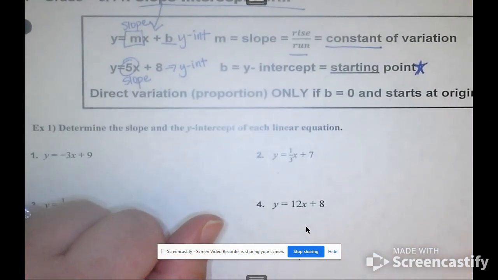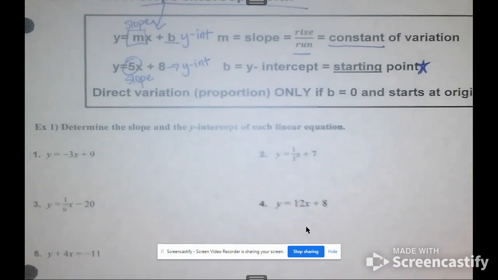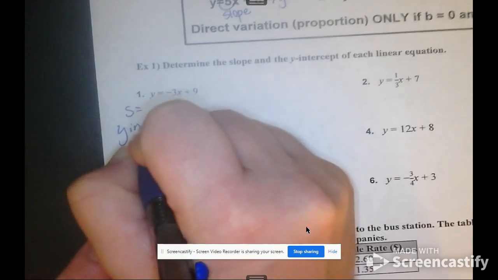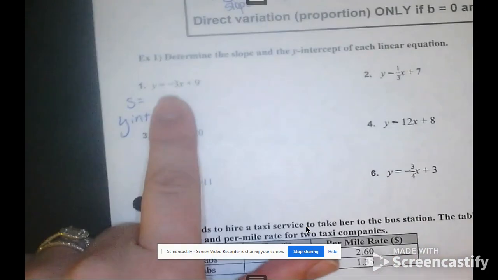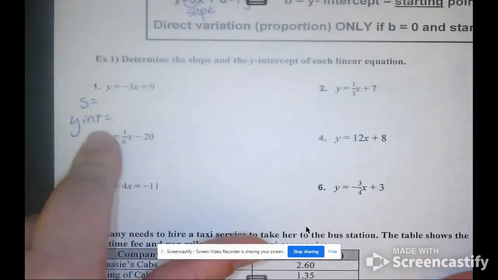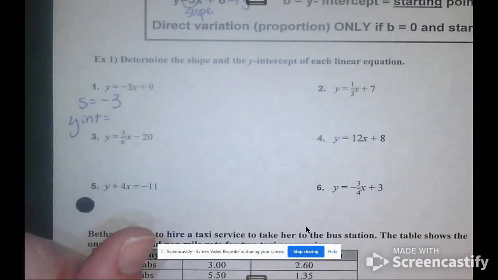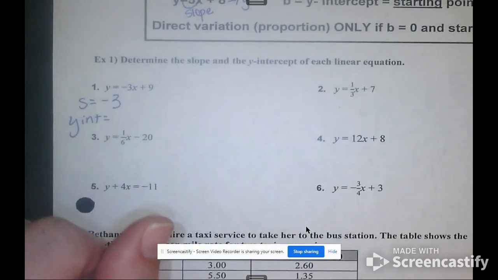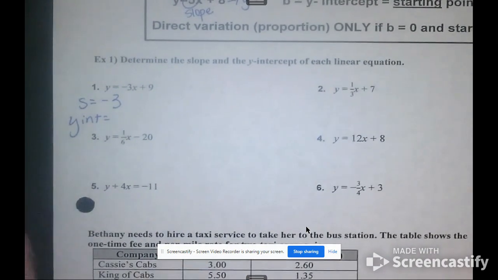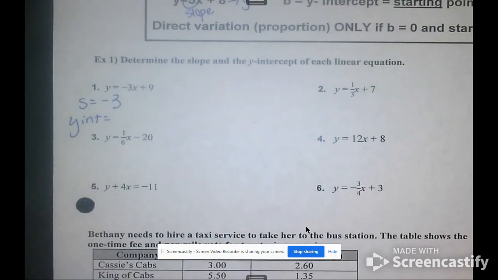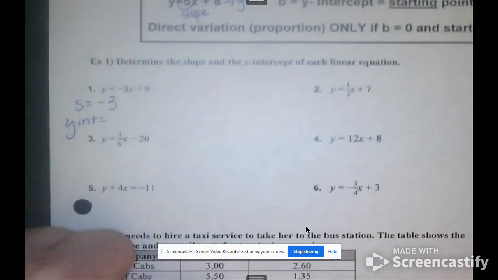Yes? So on example 1, we literally just have to write slope and y-intercept. So on number 1, what is my slope? -3. Why am I not putting the x with it? Do you know? No, because that is a variable. It's going to vary. Is a variable constant? No. Wait, so the y-intercept is 9?